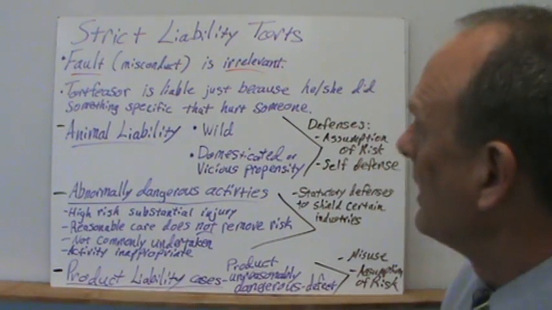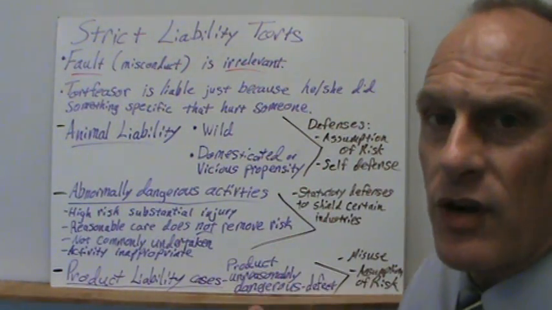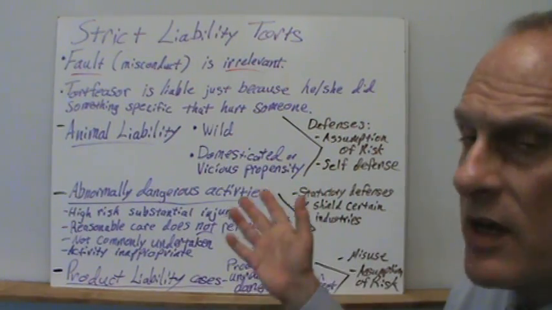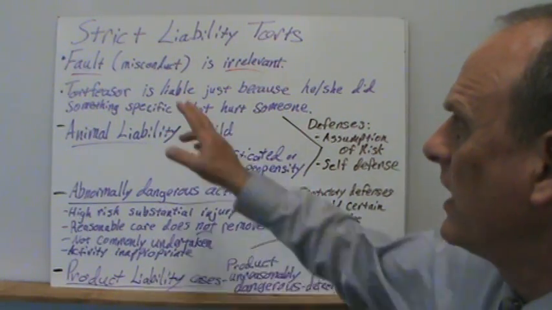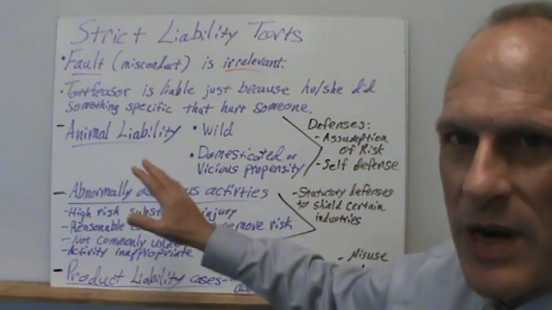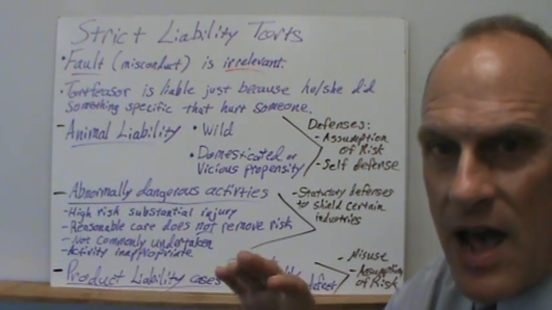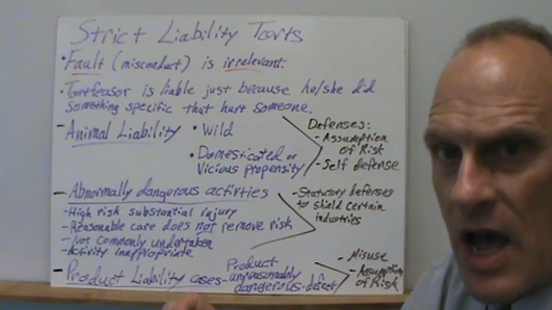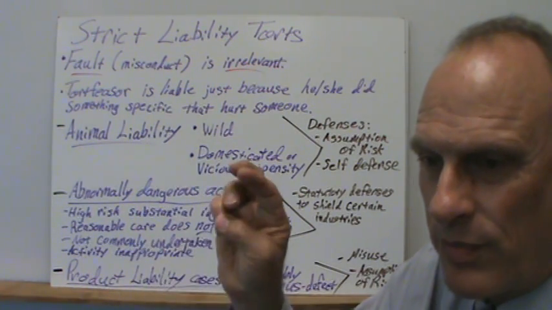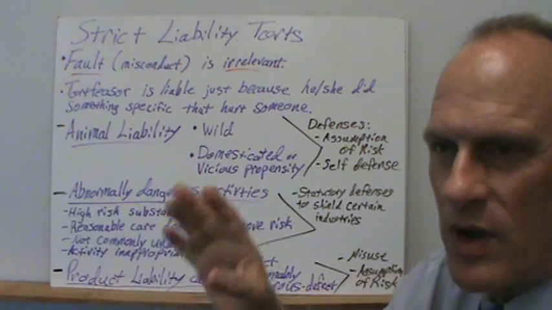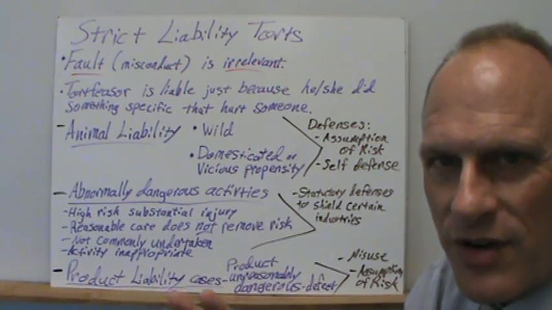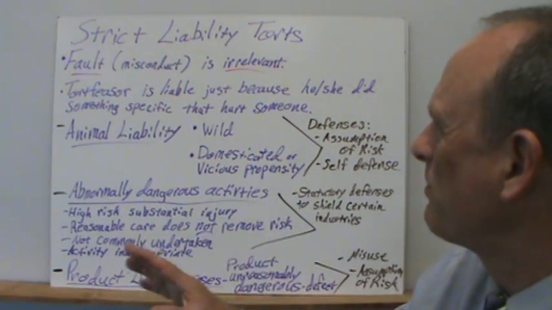Strict liability is the third category of torts. Here, fault is irrelevant. Misconduct is irrelevant. We don't care how careful you were. You did something, someone got hurt, and you're just strictly responsible.